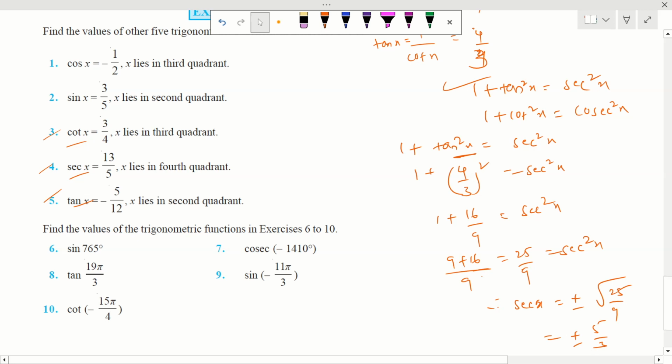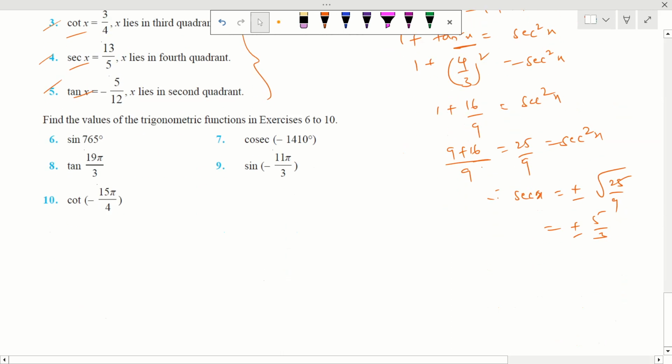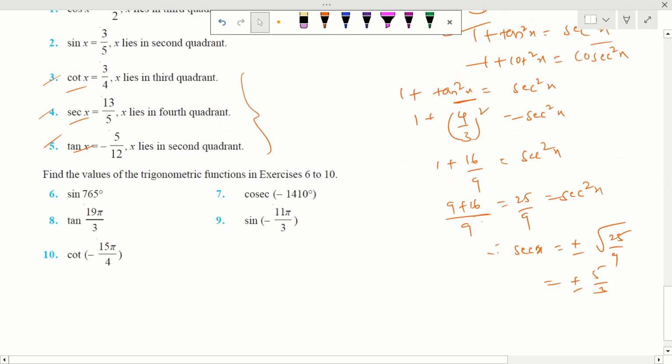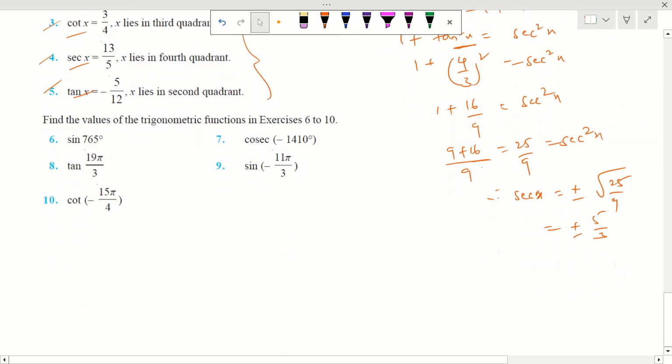Likewise we have to find the remaining ones. In this case we need to follow the formulas: 1 by tan square x is equal to secant square x, and 1 plus cot square x is equal to cosecant square x. These formulas are important to find the values. Now we will see exercise 6 to 10. We need to find the trigonometric functions.